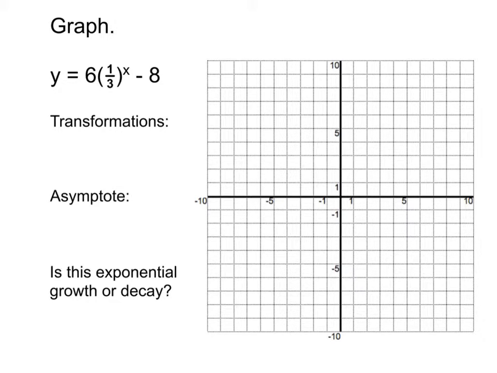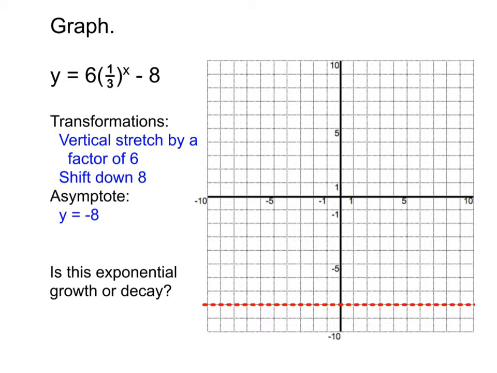Now in this case, our parent function is the 1/3 to the power of x. So when you think of your transformations, notice there's two of them in this case. We're multiplying by 6 and we're subtracting 8. Now the subtracting 8, it's at the end, it's not up with x, so that means it's moving it up and down. Specifically, it's going to move it down 8. Multiplying by 6, that's going to be a vertical stretch by a factor of 6. Notice the shifting down 8 is what determines our asymptote. So my asymptote is going to be down at -8.